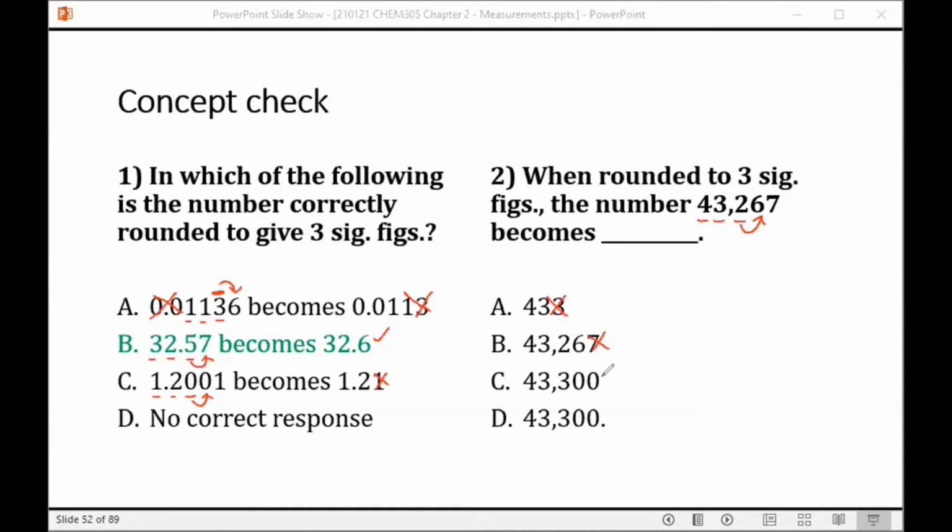43,300 without a decimal point, or 43,300 with a decimal point. Well, you want to round it to 3 sig figs. So this one has 3 sig figs because without the decimal point, these zeros are just placeholders. So your only sig figs are these 3. But 43,300 with a decimal point, that has 5 sig figs. So the correct answer on this one is going to be C. 43,300 without a decimal point.